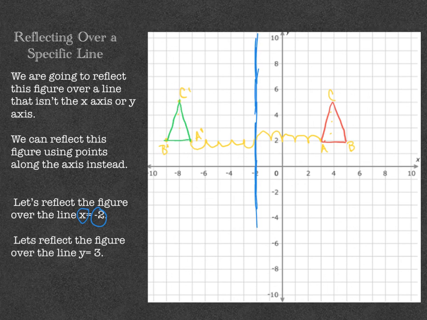Okay. All right, so instead of using the y-axis, I still did a vertical reflection, but this time I used the x equals negative 2 line, okay? So now we're going to reflect it over y equals 3. I'm going to redraw it, but we will do it in just 1 second here.